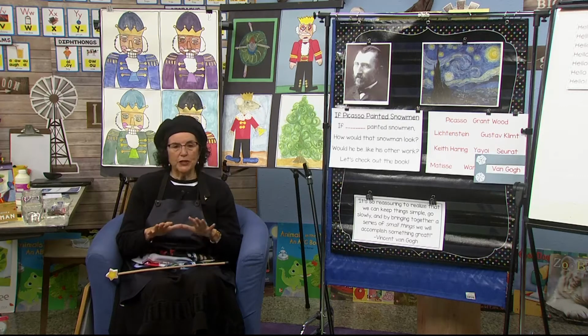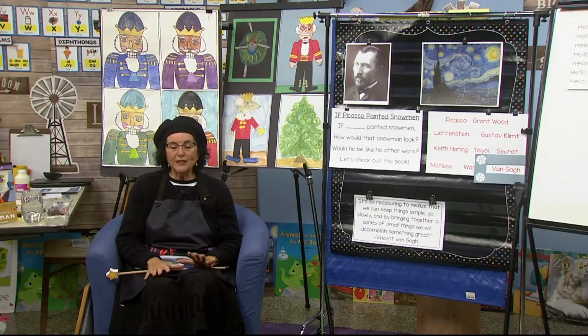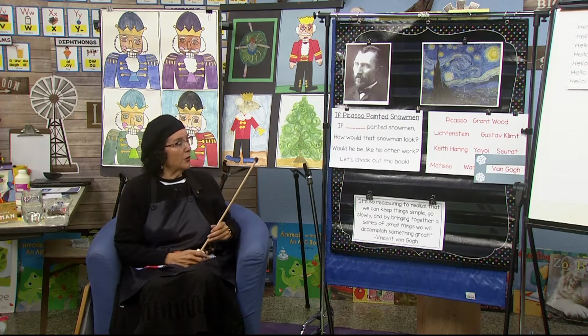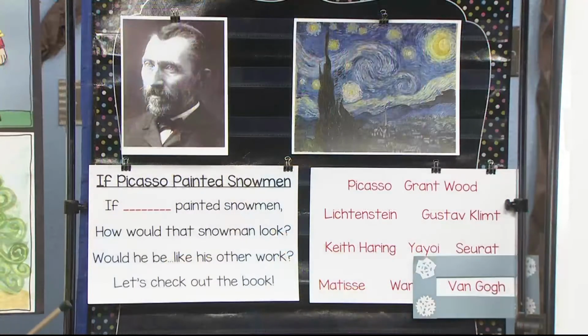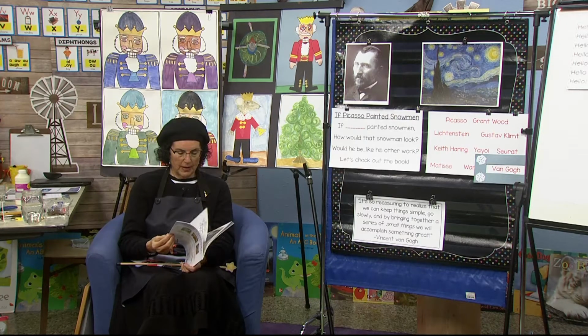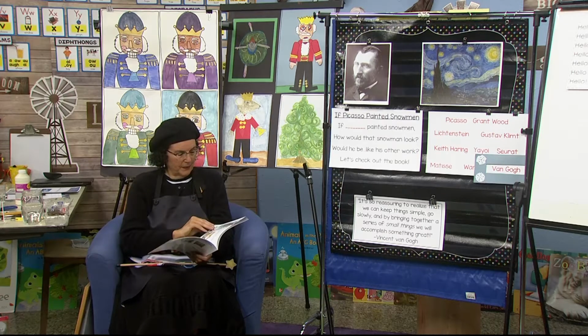So I'm going to be working on my lap and we're going to sing the song using Van Gogh. If Van Gogh painted a snowman, how would that snowman look? Would he be like his other work? Let's check out the book. So let me find how Greg Newbold did Vincent van Gogh's artwork. And if I can get this open to the page, here it is.